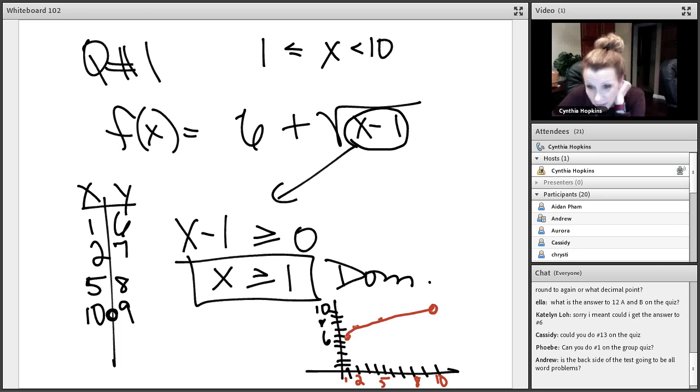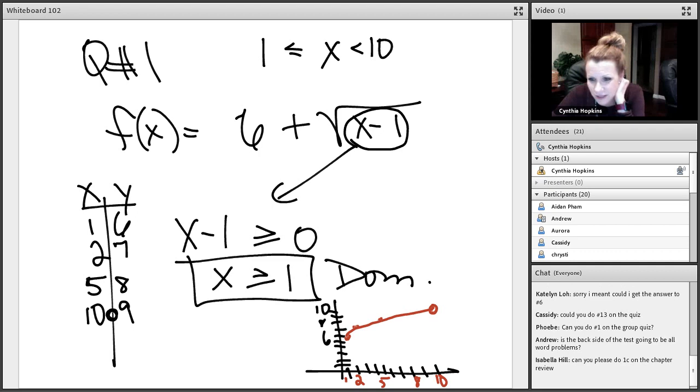Okay, I'm getting very, very tired. I hope I just didn't say something wrong. All right, is the back side of the test going to be all word problems? Yes. And Isabel, can you do 1C on the chapter review? Yes. Okay, this may or may not be the last question. Okay, chapter review 1C, so R1C.